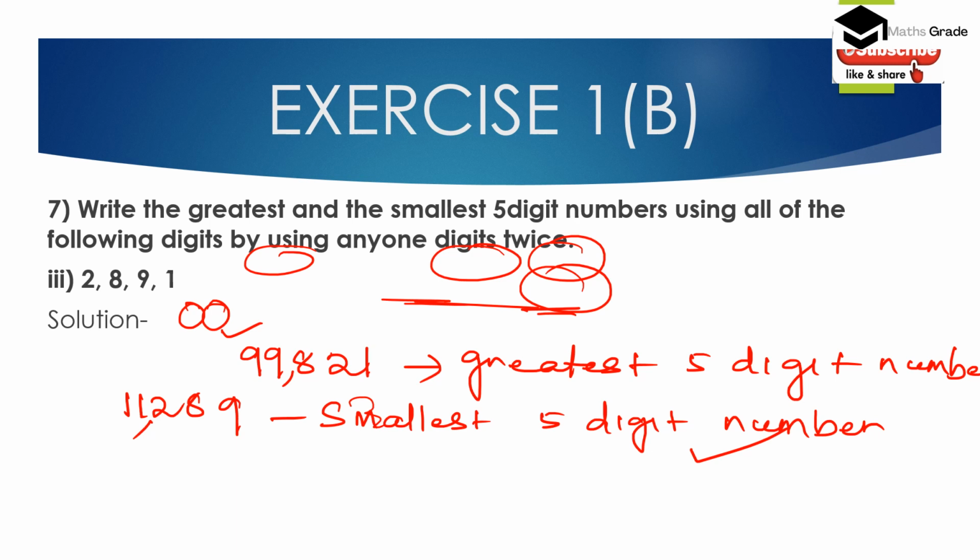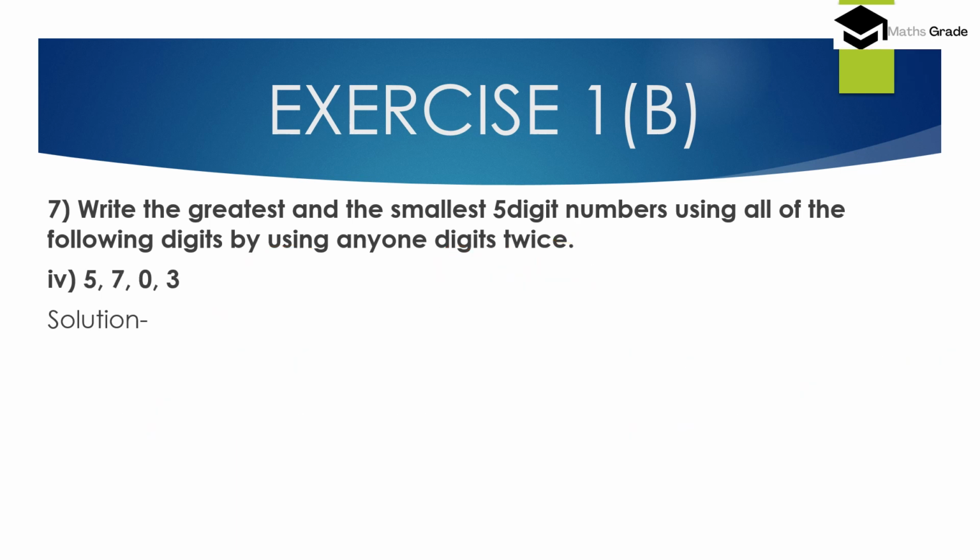So the greatest 5 digit number using the digits 2, 8, 9, 1, any one digit 2 times. So the greatest 5 digit number will be 99,821 and the smallest 5 digit number will be 11,289. Now question number 4 with 5, 7, 0 and 3. We have to use these digits 5, 7, 0 and 3, any one digit twice. We have to make the greatest and the smallest 5 digit number.